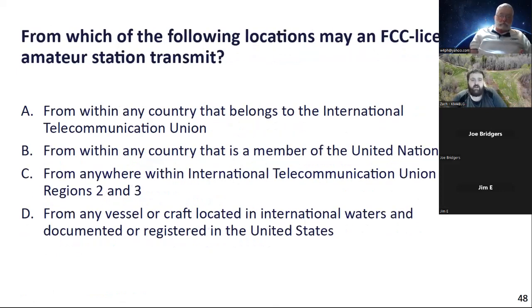From which of the following locations may an FCC licensed amateur station transmit? Anyone? So the answer there is D, from any vessel or craft located in international waters and documented or registered in the United States. These others pertain to operating from other countries. Like we said, you have to have authorization in that country unless you're in a boat in their waters to operate there. So your license is just for the U.S. and any U.S. vessel unless you go and get an authorization somewhere else.